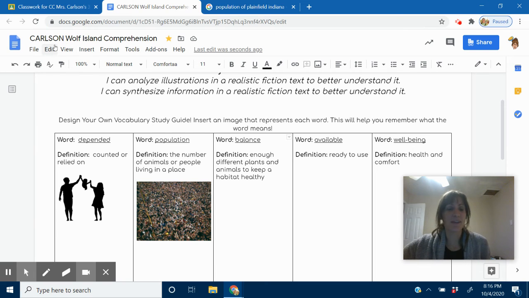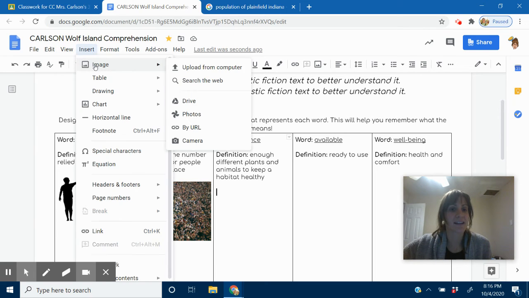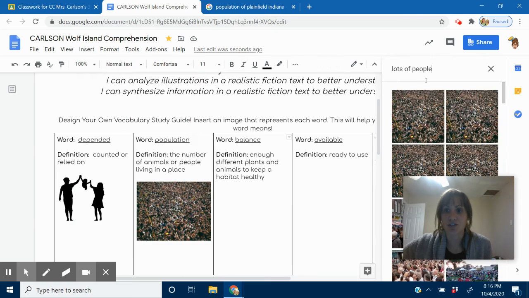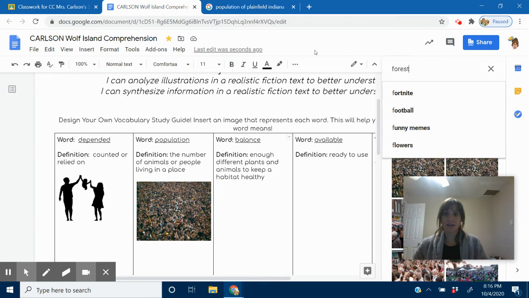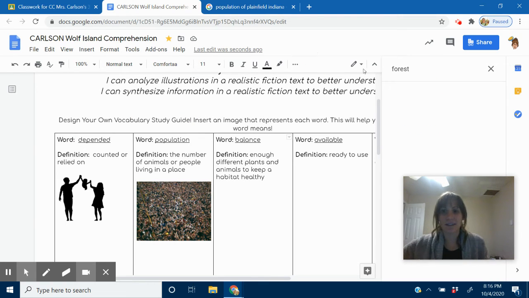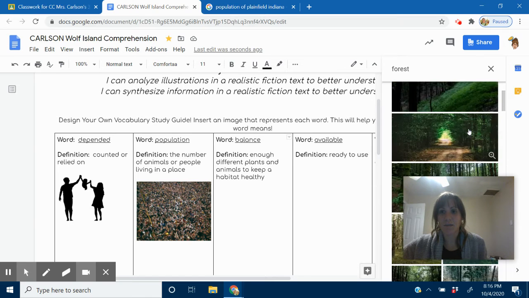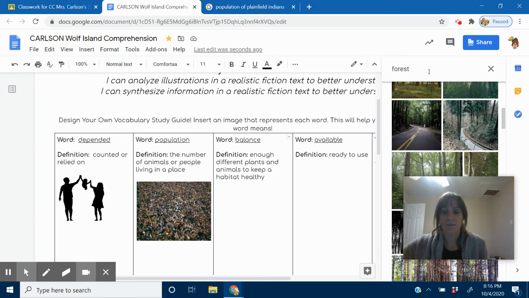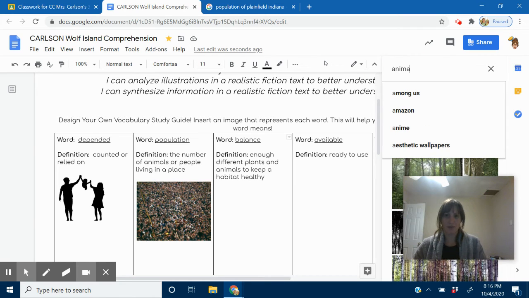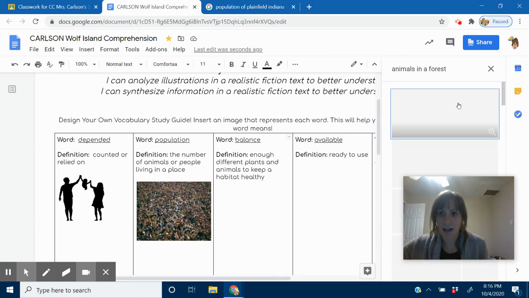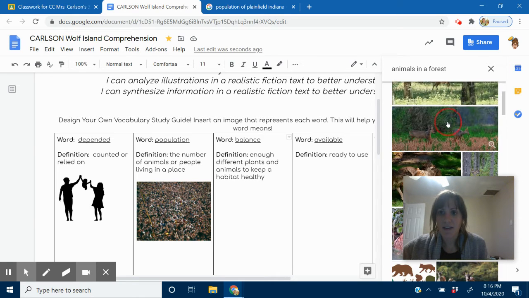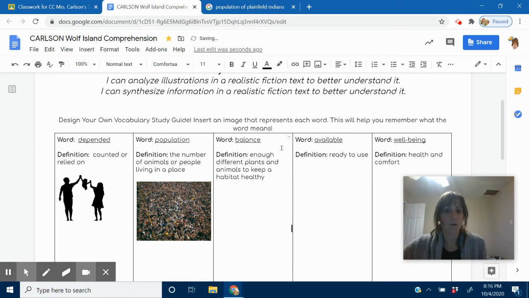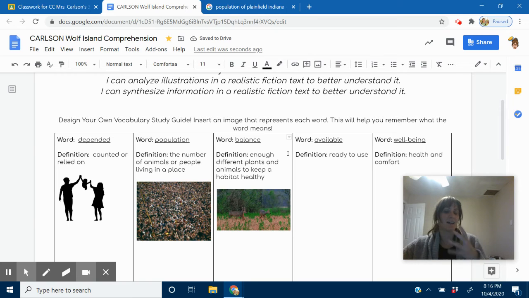It makes me think of an animal habitat, like a forest. I'll insert an image, search the web, and think about the balance between the trees and the animals. Maybe I'll type animals in a forest, and it'll come up with this one, which would be a good one. That helps me remember that it means enough plants and animals to keep a habitat healthy.